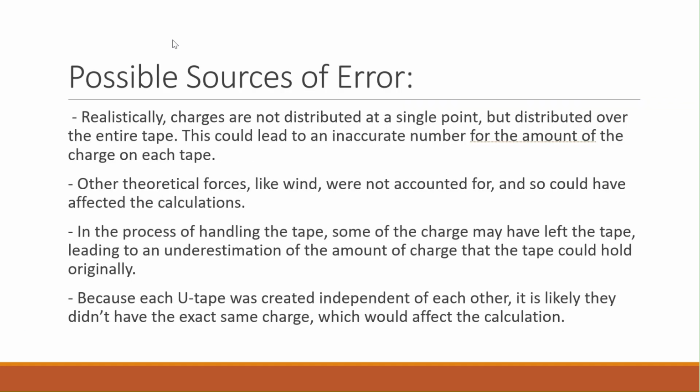So what are some possible sources of error? Realistically, charges are not distributed at a single point, but they're distributed over the entire tape. Now, this would lead us to an inaccurate number for the amount of charge on each tape. Other theoretical forces like wind were not accounted for, and so could have affected the calculations.